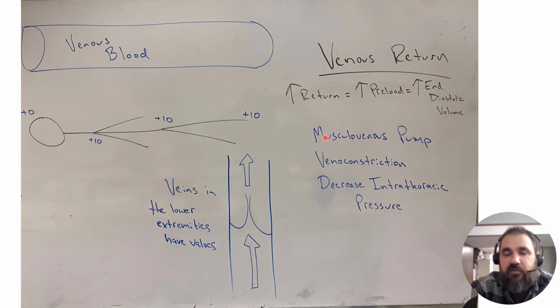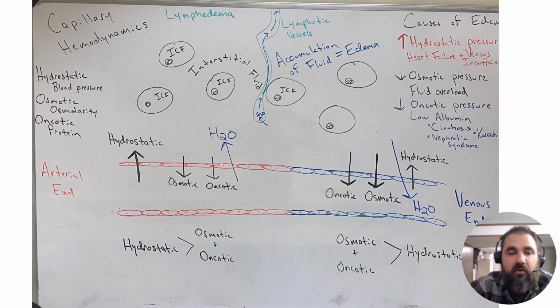So again, we increase venous return, we increase preload, we increase our end diastolic volume, which should increase our cardiac output. And also decrease intrathoracic pressure. When you breathe in, the pressure in your thoracic cavity goes down, and this puts less compression on the veins and can increase venous return. We're going to get done within an hour.